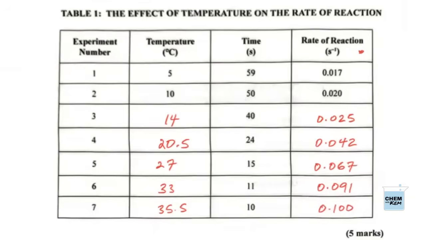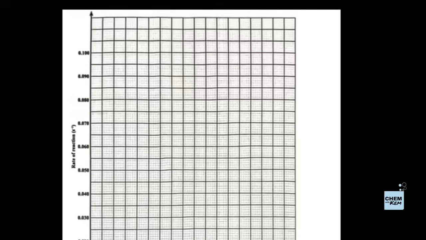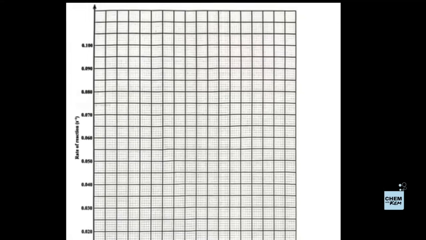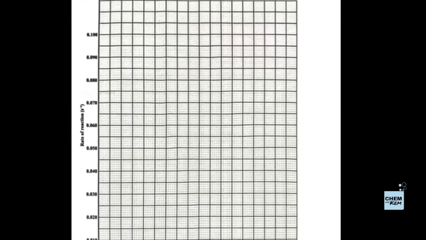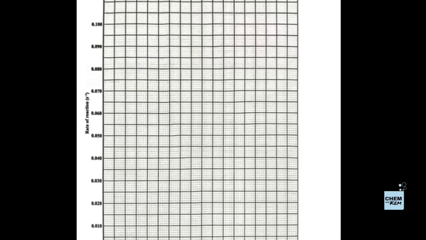Now, in the next part, for part 1 of D, we're supposed to use the axes provided in figure 2 on page 7 and plot a graph of rate of reaction versus temperature for experiments 1 to 7. We're to draw a smooth curve through the points, and all of that will give us 5 marks. This is figure 2, graph of the rate of reaction versus temperature. So let us plot our points.